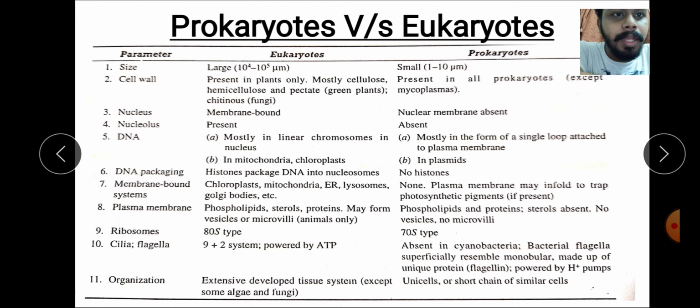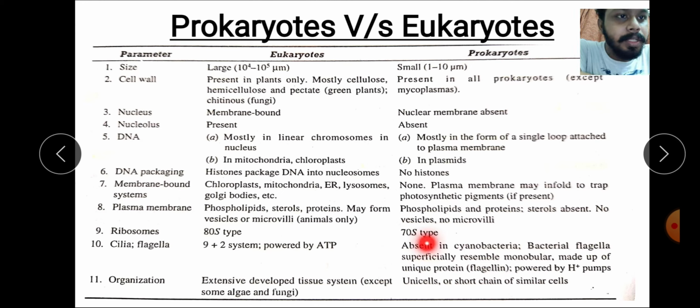Ribosomes in eukaryotes are 80S type, and in prokaryotes they are 70S type. Okay, and the next is cilia and flagella. The flagella has a 9+2 system. Their arrangement of protein in flagella is a 9+2 system, which is powered by ATP. Flagella and cilia are for locomotion, to go from one place to another. It is an ATP-driven system.